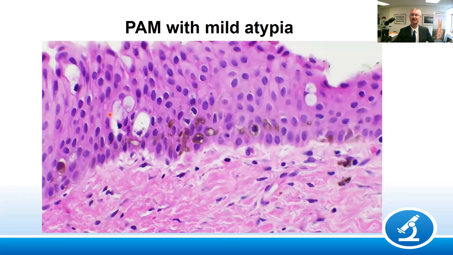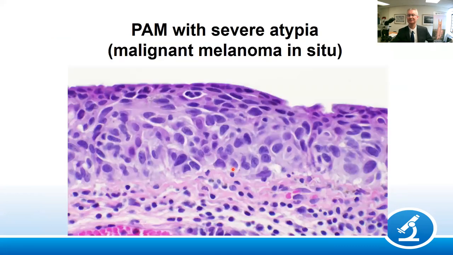Here are some examples. I would call this acquired melanosis with mild atypia here at the base, maybe some mild cytologic atypia in the melanocytes. And then there's a spectrum between that and this lesion I'd probably call malignant melanoma in situ, where there's almost full thickness atypia.